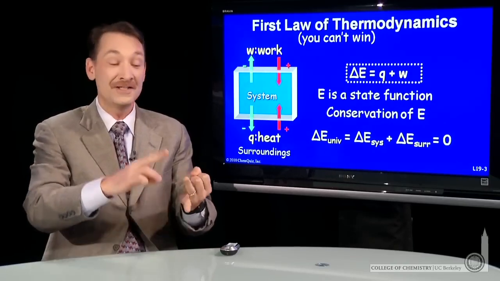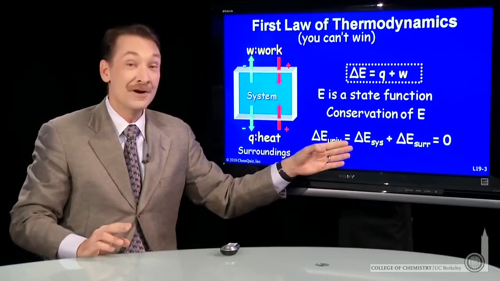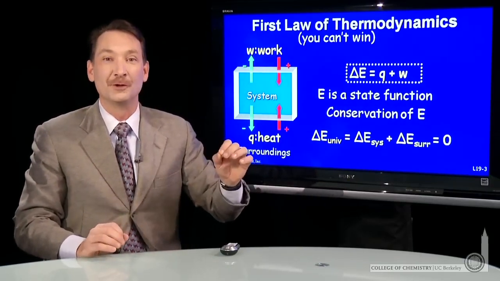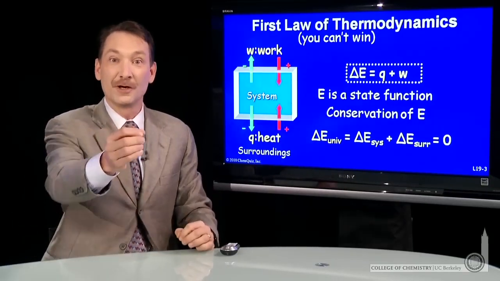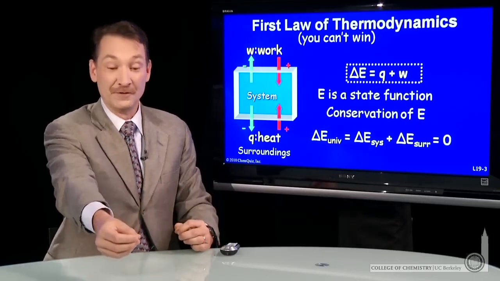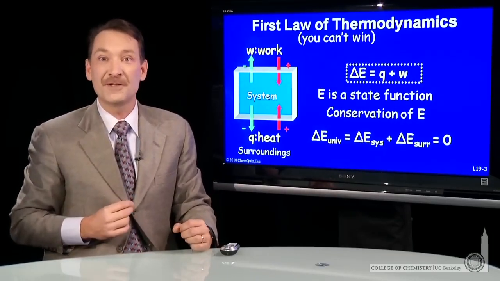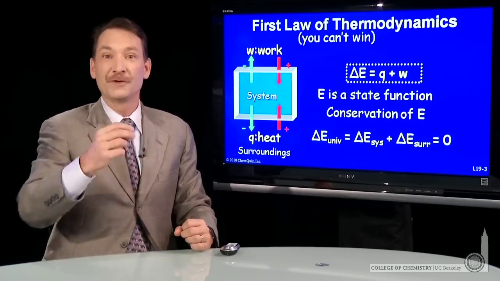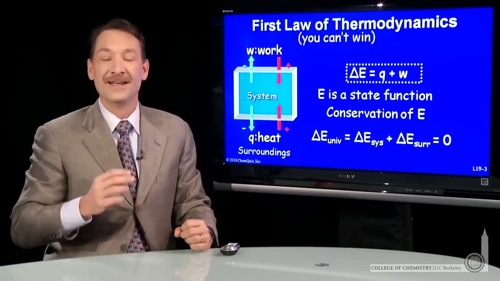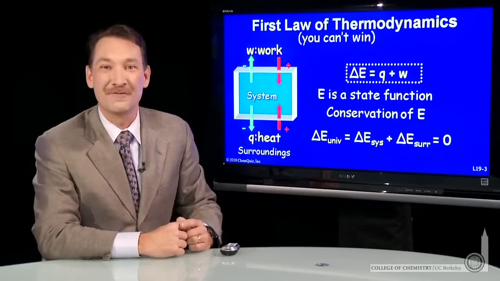Energy is a state function, it's conserved, and when energy is moved from a system to the surroundings, it's moved joule for joule. If I do a joule of work on the surroundings, I lose a joule of work. If a joule of heat is absorbed by me from the surroundings, that's joule for joule. The surroundings lose a joule of heat, I gain a joule of heat. That's the essence of the first law of thermodynamics.